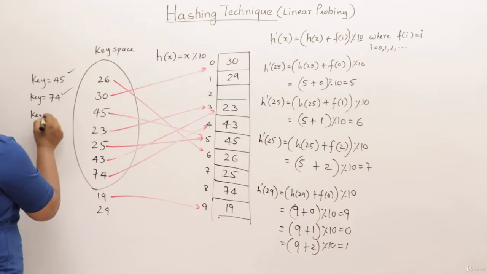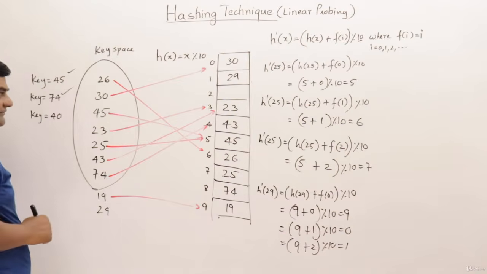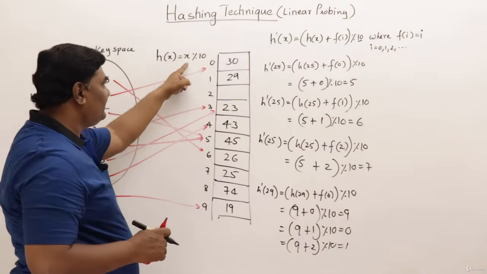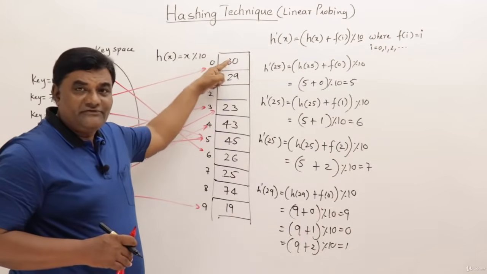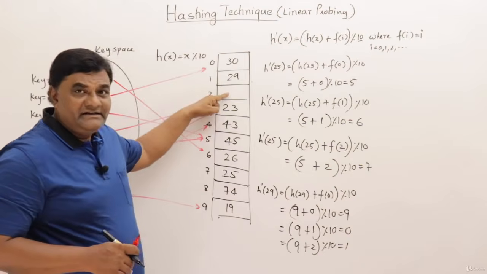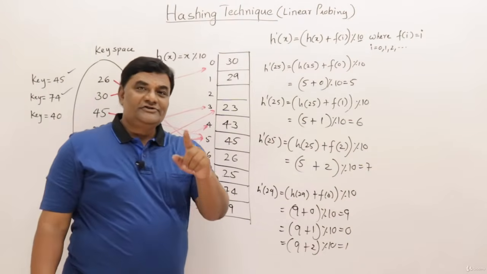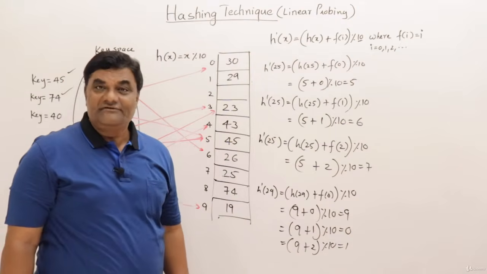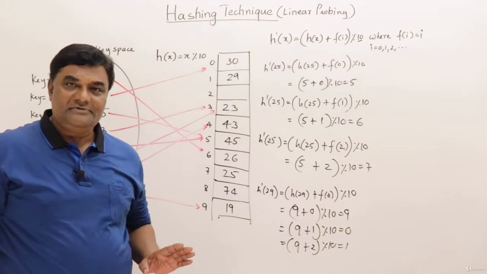Let us try for the key 40. Now watch this. 40 mod 10 is 0. Is it 40? No. Is it 40? No. The next place is vacant. So you should stop your search once you get a free space. If you get a free space, then you should stop.